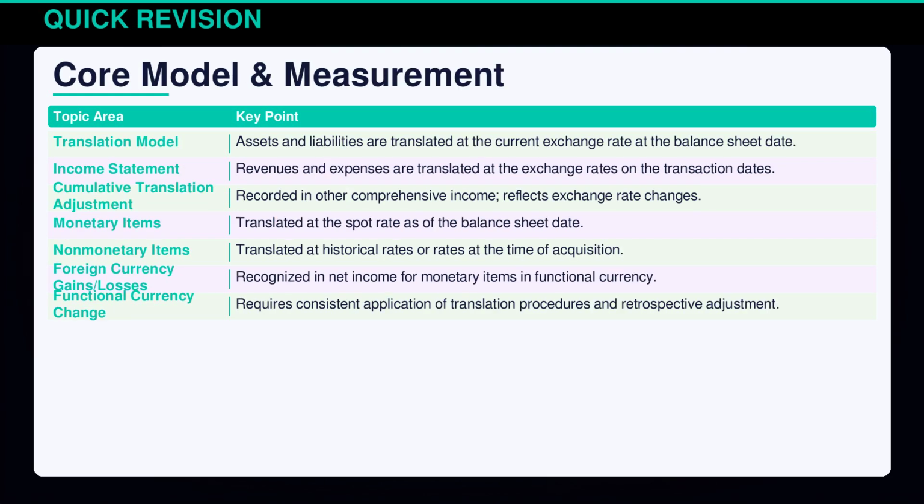The translation model under ASC 830 involves translating balance sheet items using current rates and income statement items at transaction rates. Cumulative translation adjustment is part of other comprehensive income. Monetary items use spot rates, while non-monetary items might use historical rates. Foreign currency gains or losses impact net income. Any change in functional currency demands consistent translation application and potential retrospective adjustments.